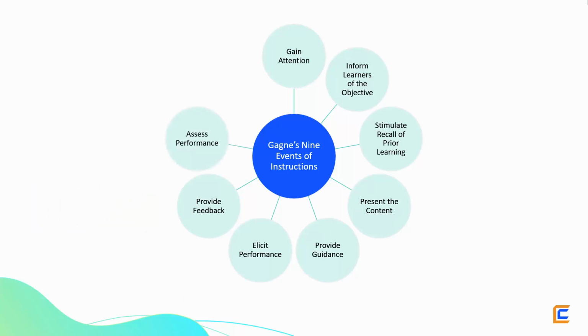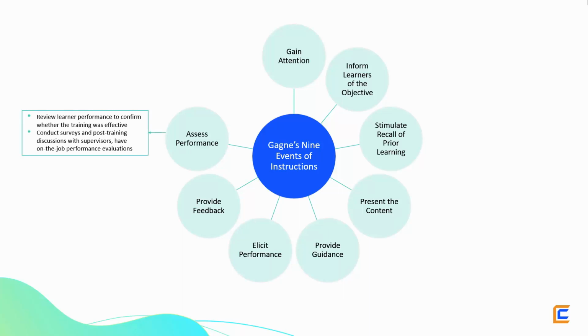The eighth event in the model is assessing performance. Once the training is completed, assess whether the learning objectives are achieved. The effectiveness can be examined by testing the learners or by discussing the on-job performance of the trainees with superiors.